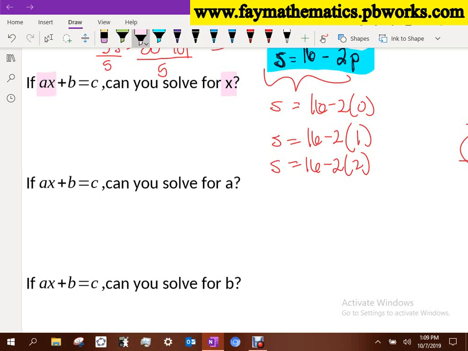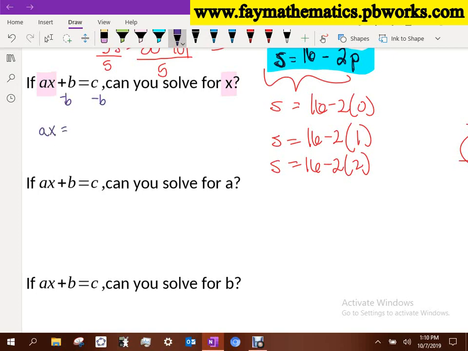I'm not going to do anything until I get it by itself. And that's what we have to think about. How can I get that by itself? It's with a plus b, right? How do I get rid of that plus b? Subtract it, right? So I'm going to minus b from the left, and I'll minus b from the right.